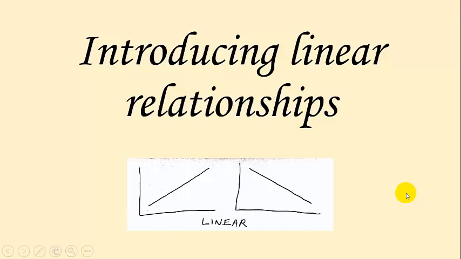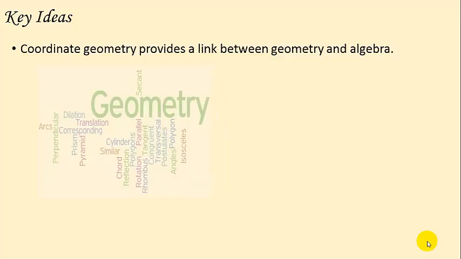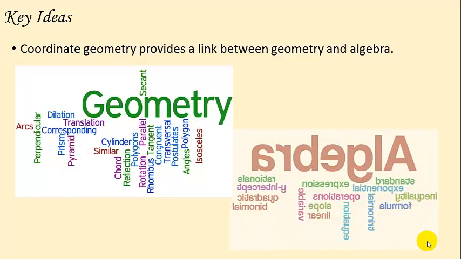Looking at linear relationships. A linear relationship is the relationship between two variables that appears as a straight line when graphed. Linear relationships fall under coordinate geometry, which provides a link between geometry and algebra.